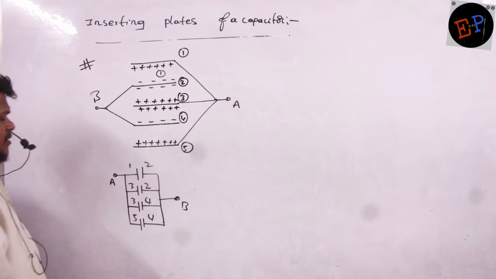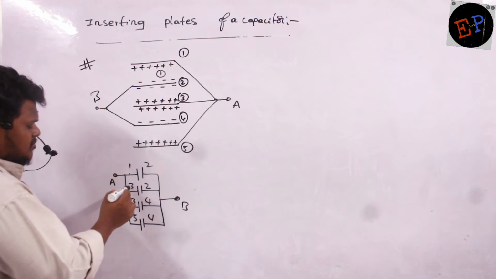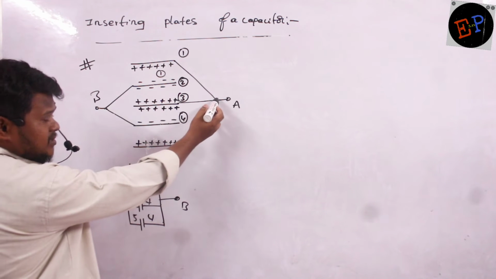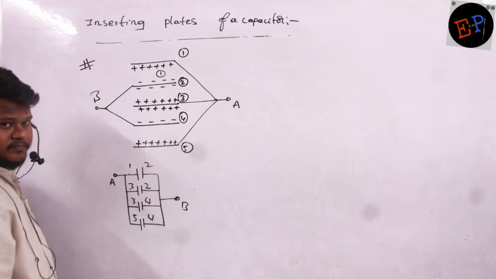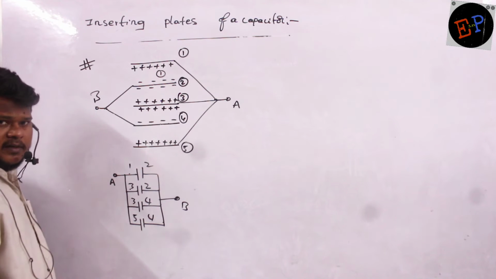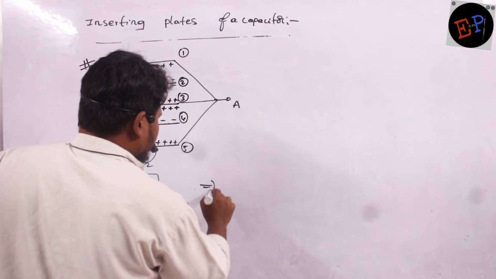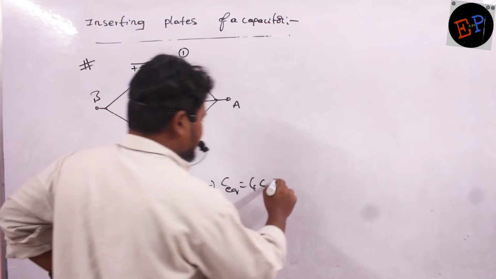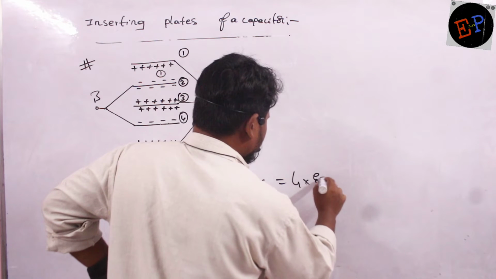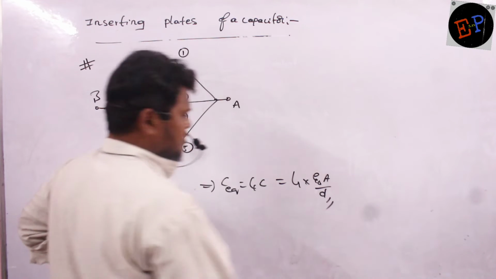Have you understood? So plates 1, 3, 5 are connected to the positive terminal, and plates 2 and 4 are connected to the negative terminal. It means all of them are in parallel connection. So what is the equivalent capacitance? C equivalent is equal to 4C. So 4 into epsilon naught A divided by D. That is my answer.